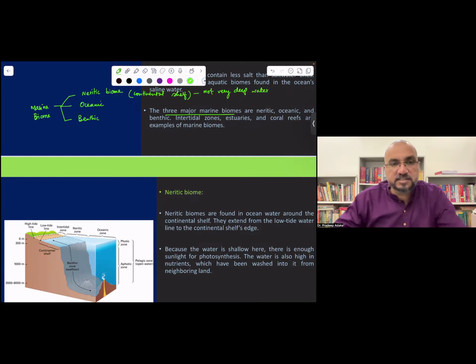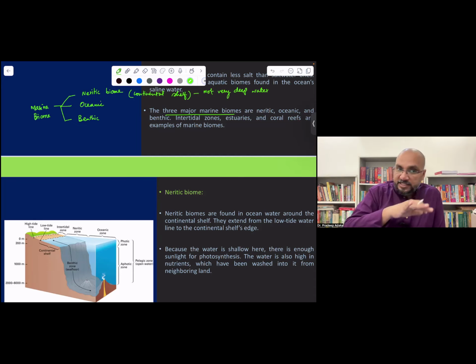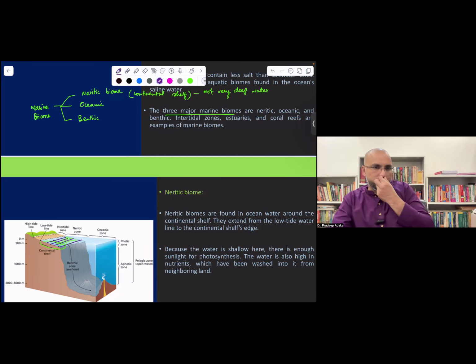So the water on the continental shelf, the extension of the continents into the ocean. The entire region over the continental shelf, we call the neritic biome. So this is the continental shelf, and this entire water body present above the continental shelf is the neritic biome. Okay.